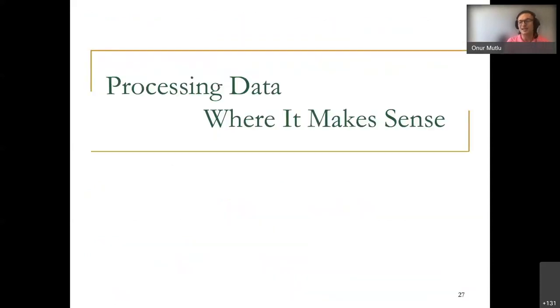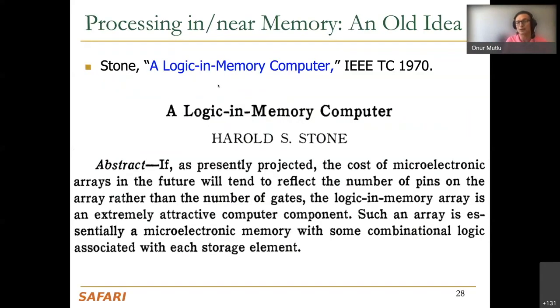I call it processing data where it makes sense. The basic idea is data is stored in data storage units, whatever they are: tape, SSDs, hard disks, memory, caches. We're moving data to accelerators and processors that are far away from them today. Can we actually do better? Can we actually process data where it resides, where it's generated, where it's stored? And this is not a new idea. This is an old idea, actually.